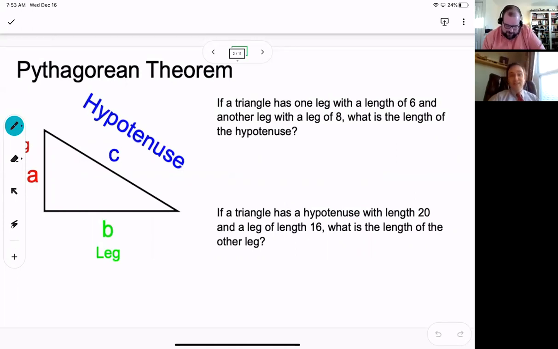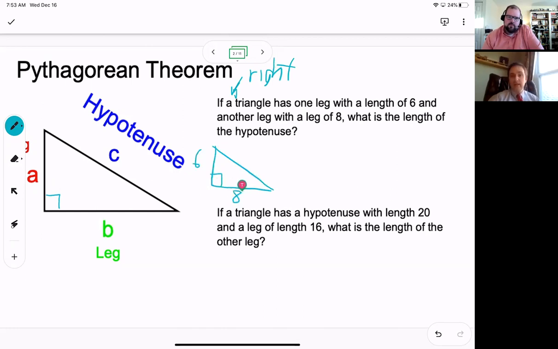All right. So it says, if a triangle has one leg with a length of 6 and another leg with a length 8, what is the length of the hypotenuse? Now we should edit this. It should be a right triangle. That's really important. Right triangle. So I'll put that there to show that that's a right triangle. So we have one leg of 6 and one leg of 8.